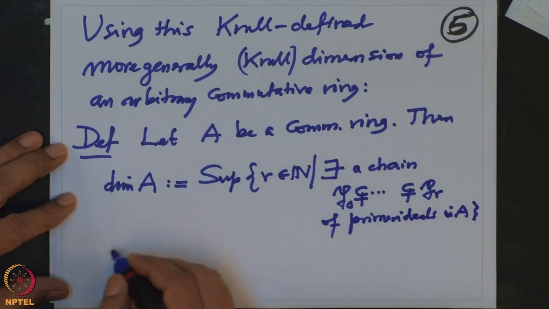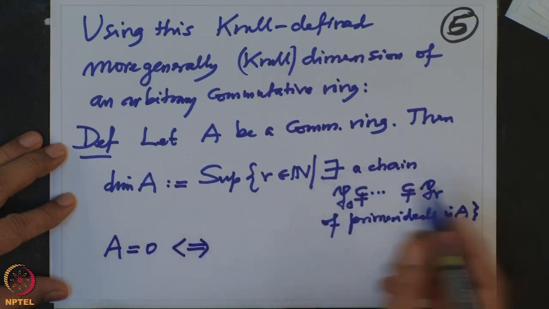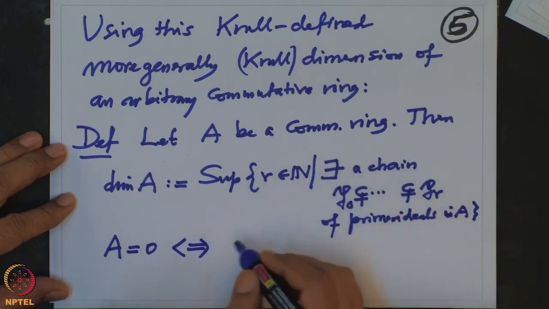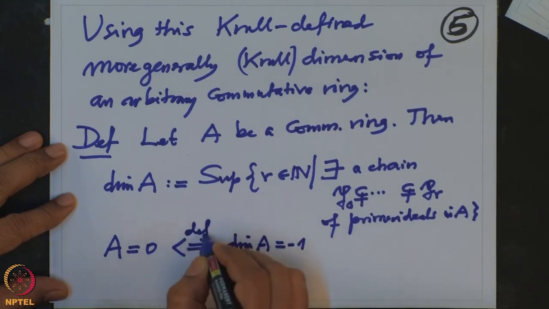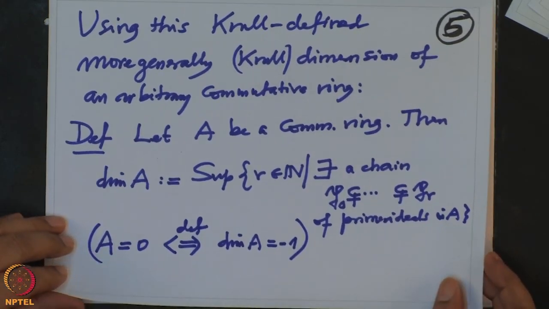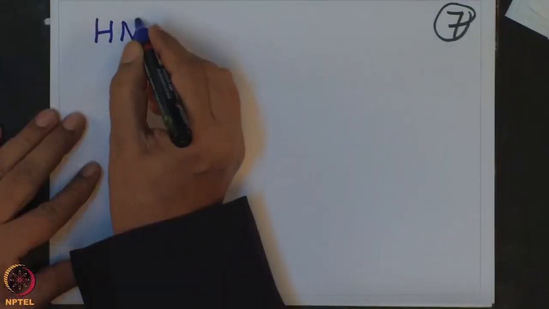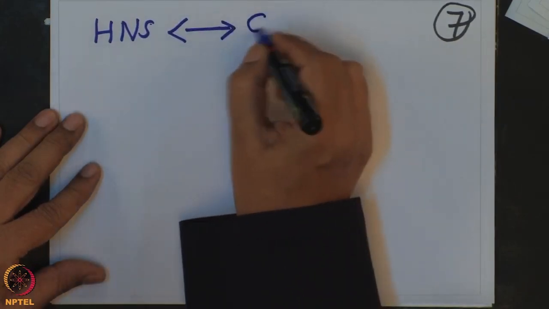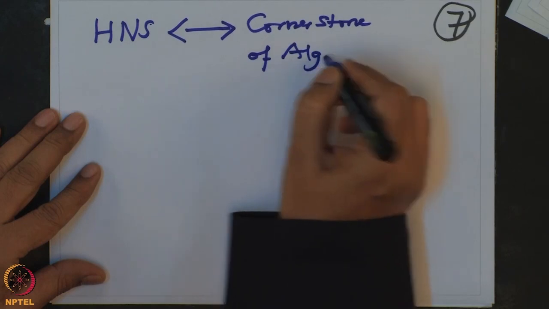And also note that if A is the zero ring, that is equivalent to saying there is no prime ideal there. Therefore, the supremum is taken over the empty set. So therefore, in this case, one puts the dimension of A equal to minus 1. This is a definition if you want. So all this used the motivation which came from the Hilbert Nullstellensatz, HNS. This is the real cornerstone of algebraic geometry. It's the starting point.